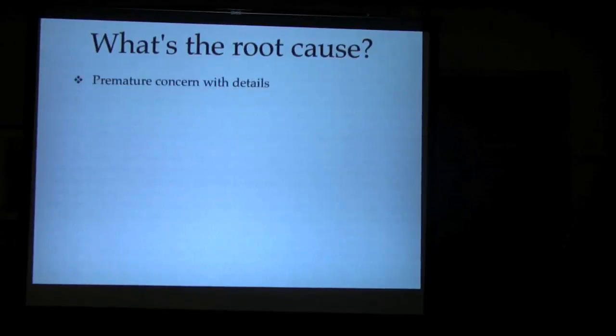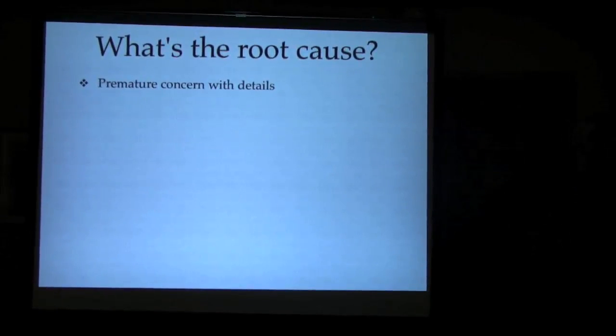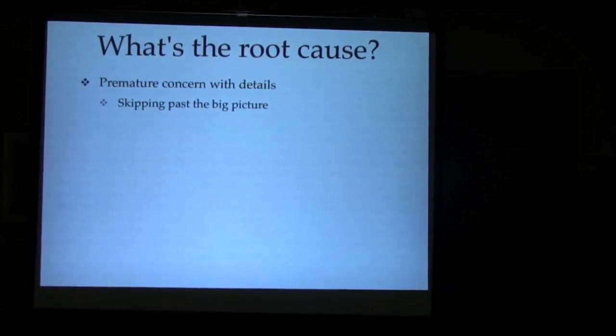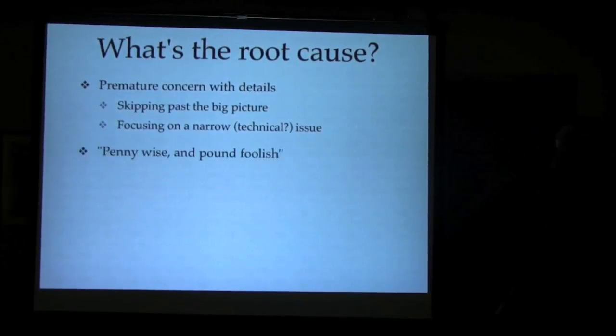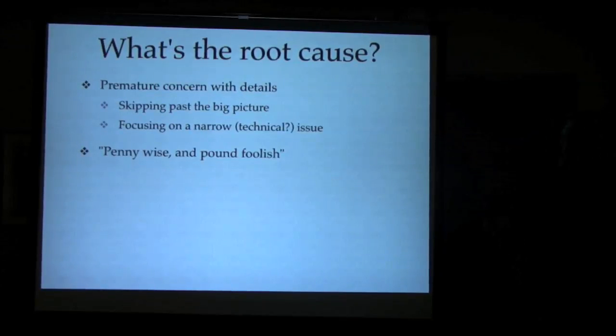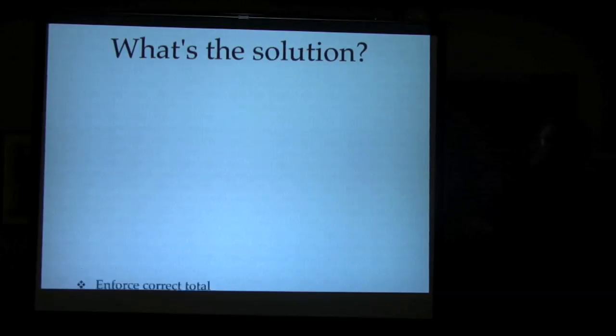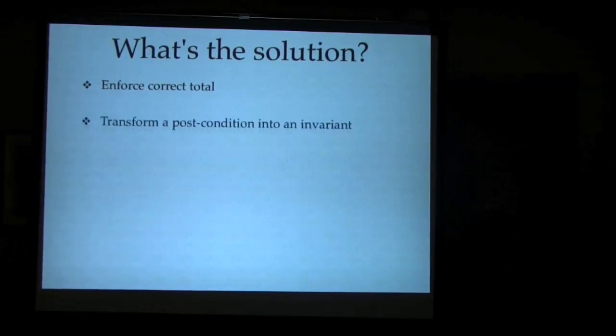The root cause is premature concern with little details. We programmers love to skip past the big picture and focus on some little juicy technical issue, and we end up creating things that are penny-wise but pound-foolish. What's the solution? We want to enforce the correct total. Duh. How do we do that?